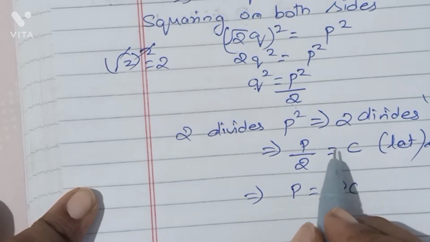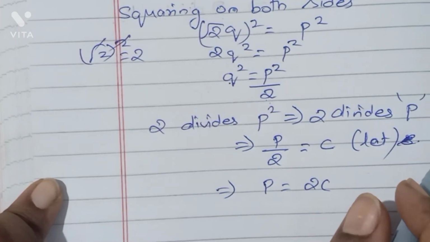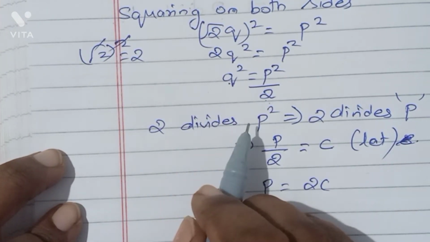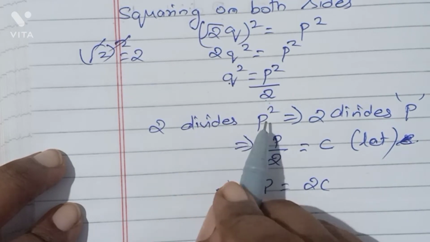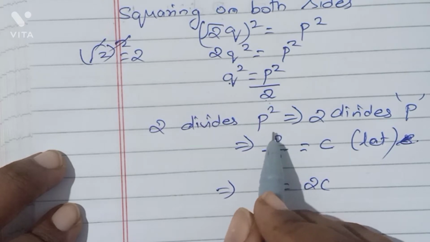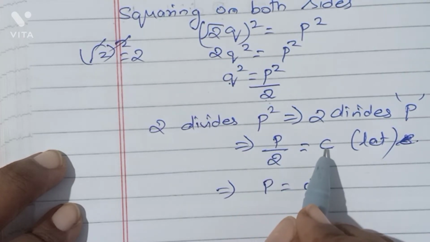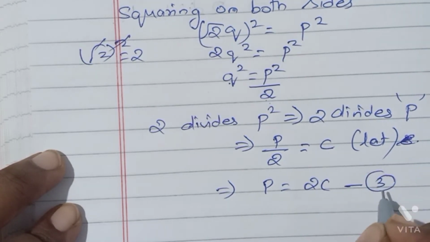Is this concept clear? 2 divides P square means 2 divides P, because just now we had proved the theorem. If A divides P square, then A divides P also, no? So that concept only I am going to apply. 2 divides P square in the sense that 2 divides P. So 2 divides P, that is P by 2, I will get some answer, isn't it? So that answer I am just assuming it as C. So now P is equal to 2C. Mark this as equation 3.